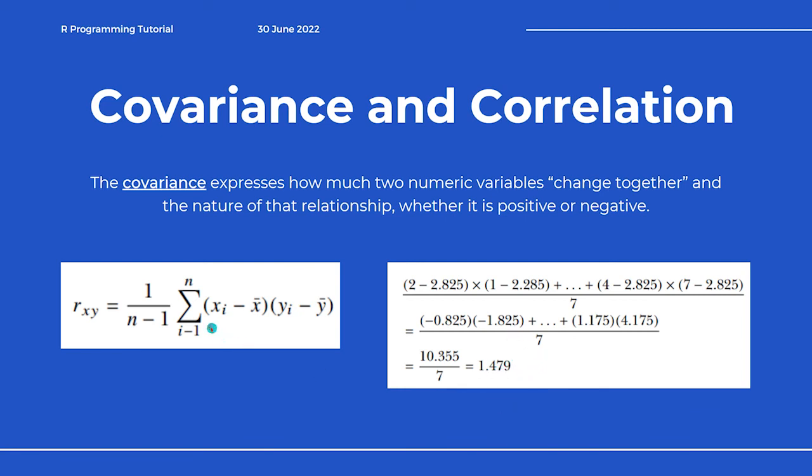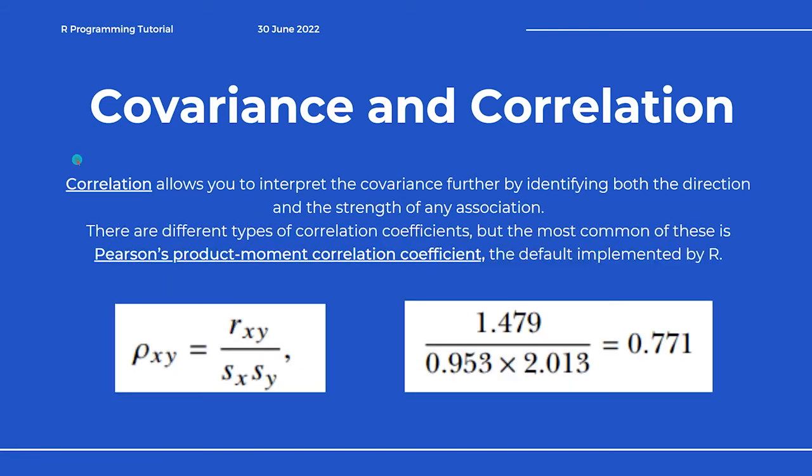It means that as the value of x increases, the value of y increases. Now we are able to get the covariance. Now we can get the correlation.